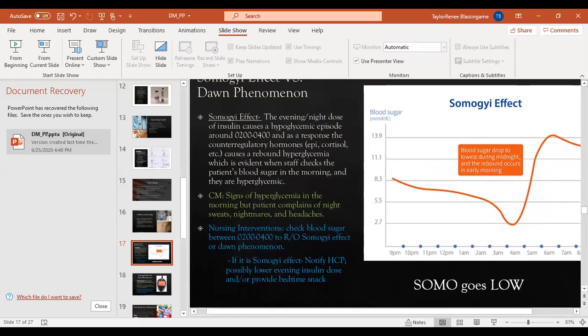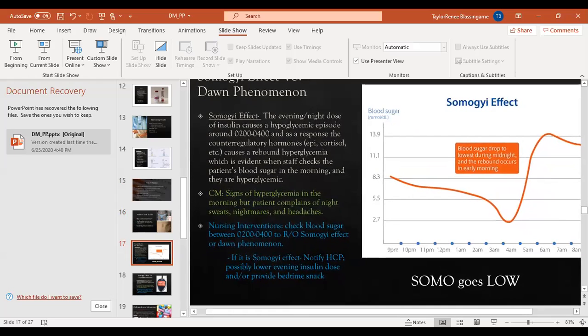So for Somogyi effect, because you've given them insulin, their sugars will drop between 2 a.m. and 4 a.m., and it'll drop so much that the other hormones like epinephrine or cortisol will increase their blood sugar. So then when I come in the morning, we check their sugars and now they're sky high. Now they're like 200, 300, and you're like, holy crap, okay. And you got to figure out why.